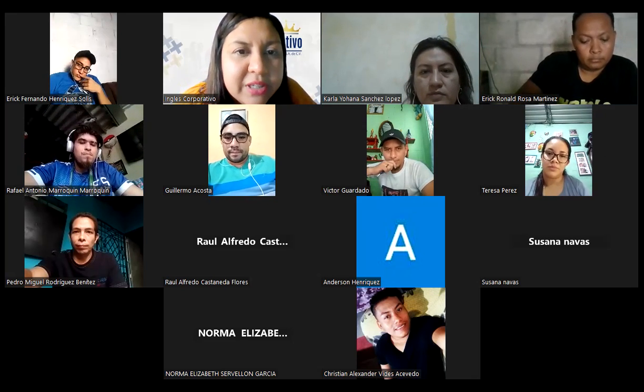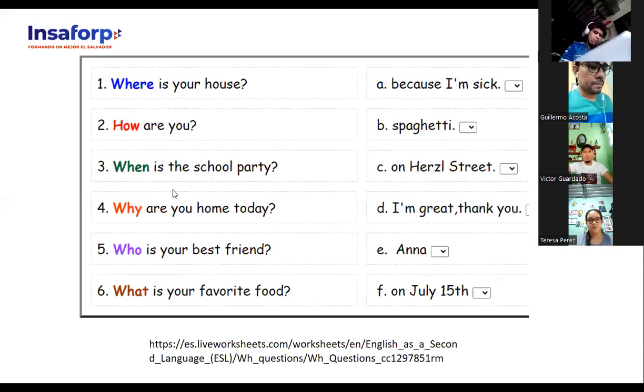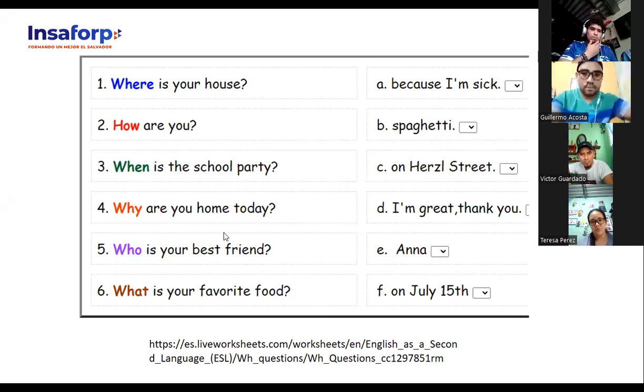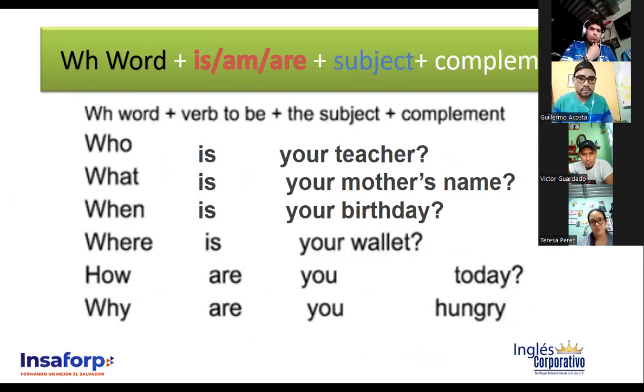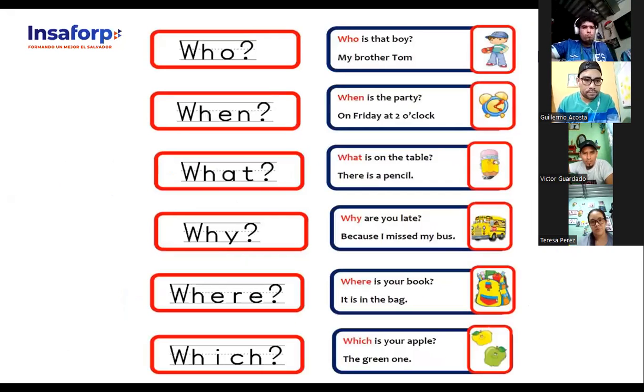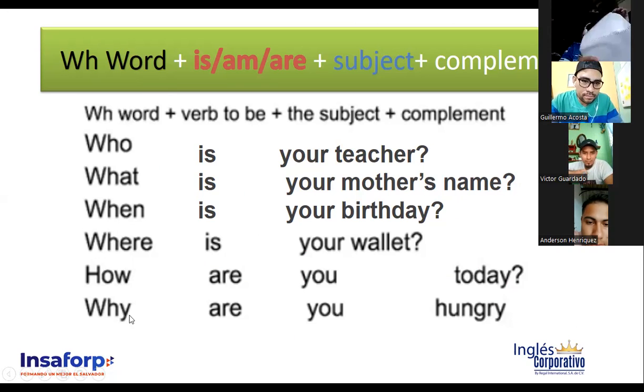Vamos a hacer ahorita un ejercicio, cada uno en su cuadernito. Va a escribir una pregunta usando cada uno de los WH questions. No sé cuál dejarles de referencia, si este o este. ¿Cuál quieren que les deje de referencia? ¿Este? Bueno, no, el anterior. Vale. Van a hacer una pregunta con cada uno. Who, what, when, where, how, and why. En el cuaderno. Y cuando termina, le tomo una foto y me lo manda.